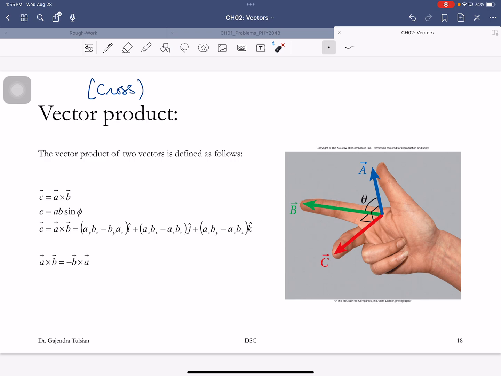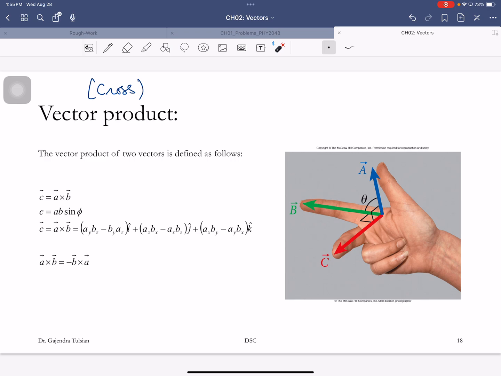Now there will be times when you won't be able to twist your arm, so here is a good way to remember this, and you'll need to do this. Here is the first vector, second vector. If you turn from the first vector to the second vector, which way does the screw move? That way, and that's the direction of vector C. If it's like this, the screw moves down, that's the direction of C.